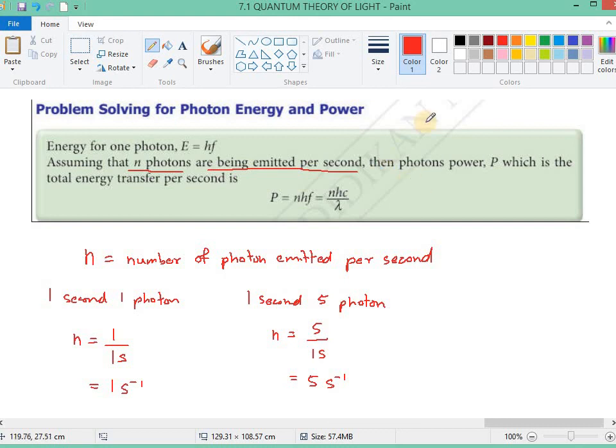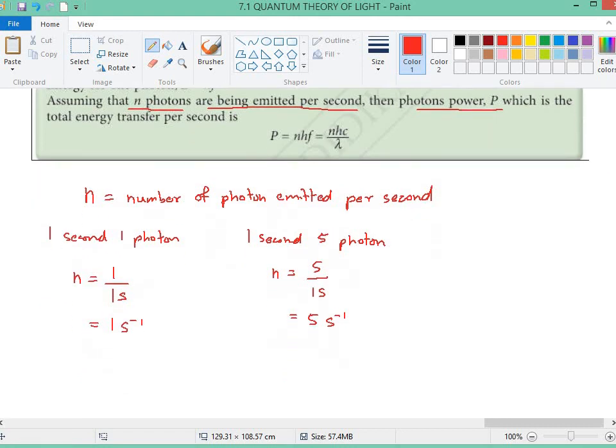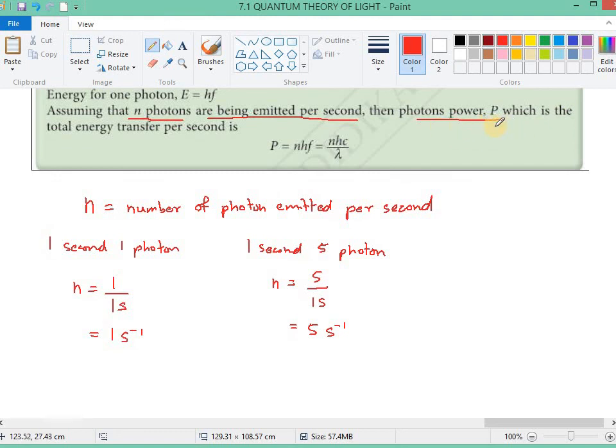Now, photon power P. P represents the power of the photon. That means every 1 second, how much energy the photons can transfer. So photon power is the total energy transferred per second. P equals nhf, and also equals nhc over lambda.